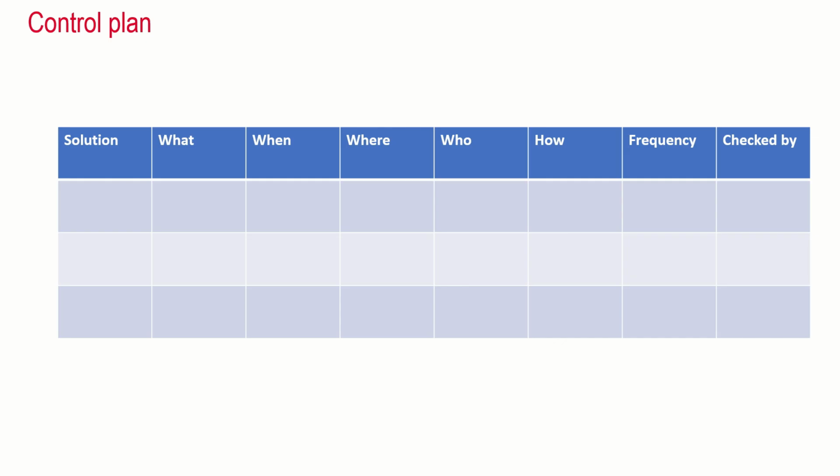In the control phase, the first tool used is called the control plan. It is similar to your 4W1H, but you also check these particular solution implementations at a particular frequency, and there is somebody who is assigned this responsibility to check. For example, 5% of transactions have to be monitored daily is a solution.